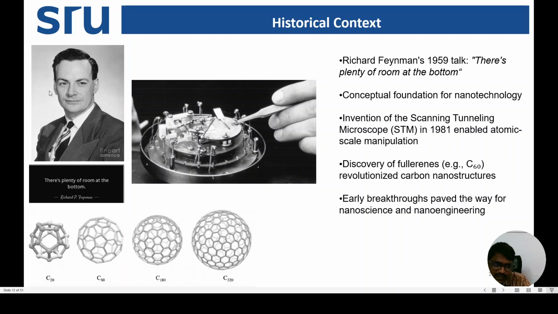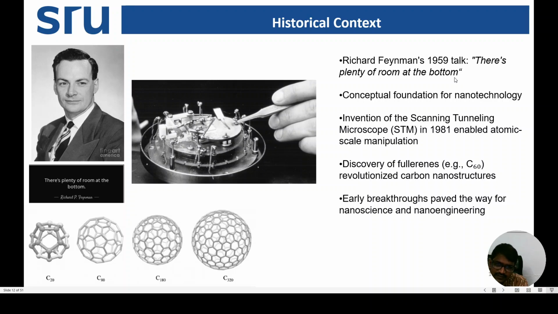So he's the father of nanotechnology. What is the famous statement? There is plenty of room at the bottom. Now, after this 1.5 lecture, you can understand the weight, the meaning, the importance, the essence of this statement: there is plenty of room at the bottom.